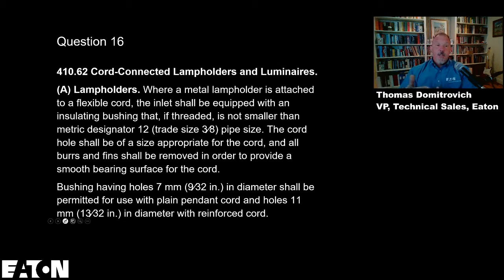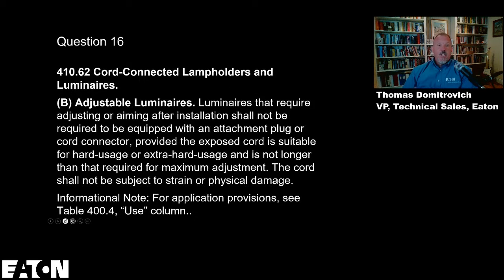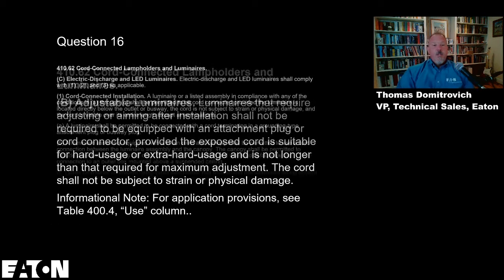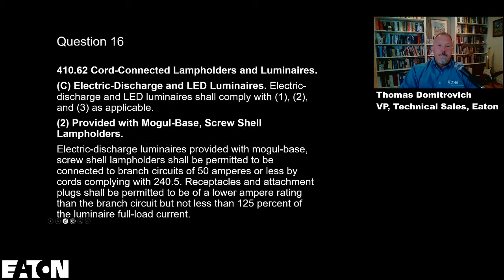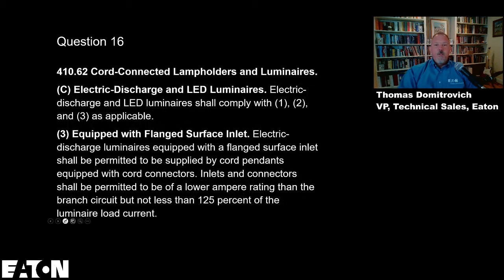The challenge there is if it's not required to be a listed product, then some of this information can be helpful to the AHJ. Adjustable luminaires shall be required. Adjusting aiming the installation shall not be required to be equipped with attachment plugs. So these are the code sections that I would reference, 410.62 A, B, and C, which we already looked at. These are for your LED lightings, and we talked about 1, 2, and 3.